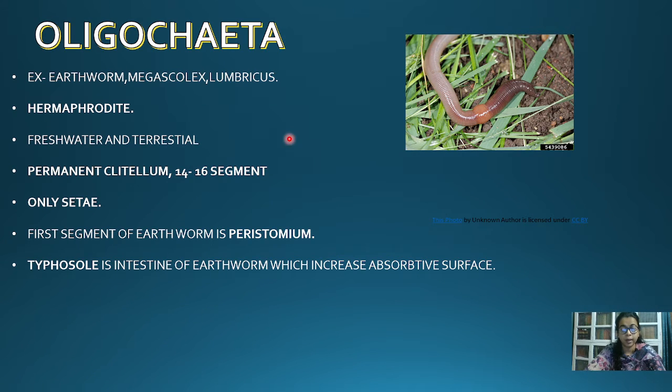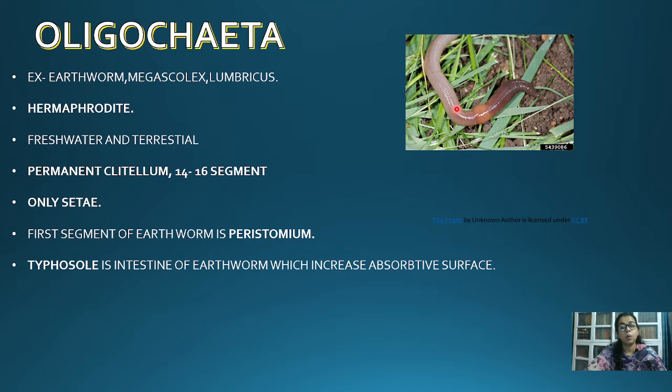Moving to the next class, that is the Oligochaeta, which is the Earthworm. These are hermaphrodite. What do you mean by hermaphrodite? Both the male and female organs are present in a single individual. They are freshwater as well as terrestrial. They have a permanent clitellum present on the 14th to 16th segments. This is very important. If you count 1, 2, 3, 4 up to the 14th to 16th segment, a specialized structure is present which is known as clitellum, and its function is that it changes color during the breeding season.